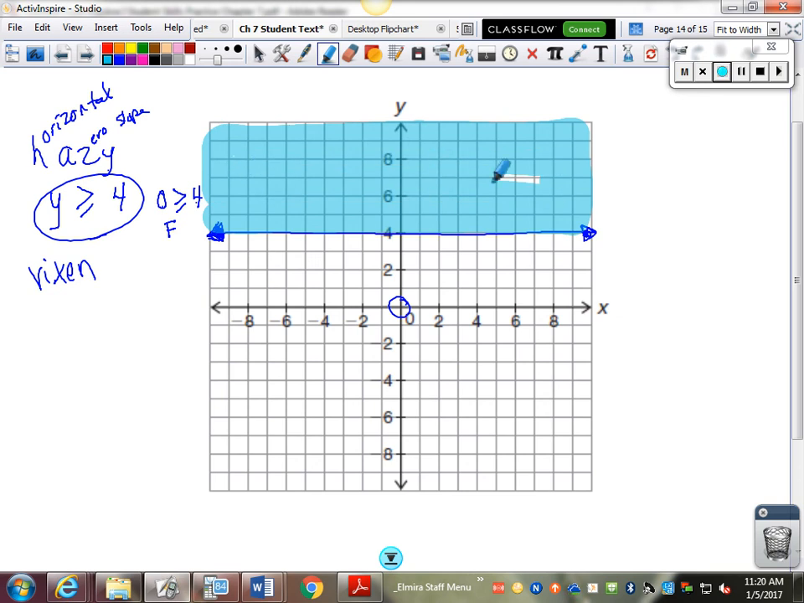Now, I would also like to think that for y greater than 4, numbers like 5, 6, 7, 8, 9, that was kind of common sense, okay, that you would color above the line.